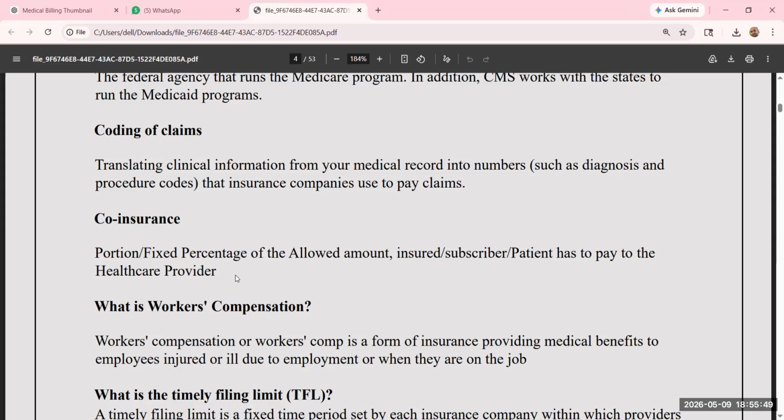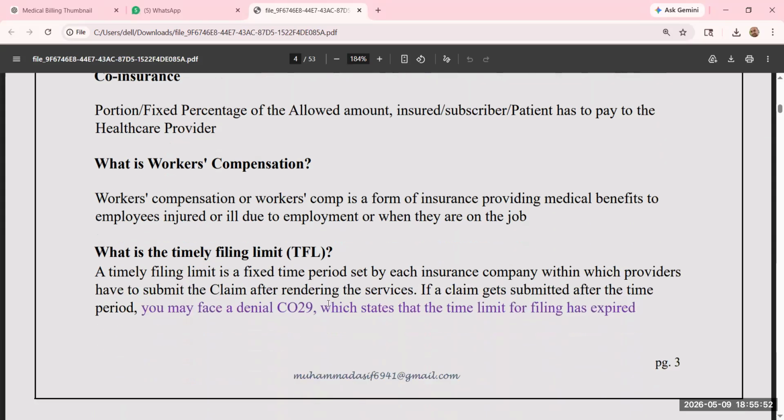What is worker compensation? Second question is worker compensation. Worker compensation, or worker comp, is a form of insurance providing medical benefits to an employee or patient who is injured or ill due to employment or while on the job. It is applicable when a patient is doing work and an injury, illness, or problem happens.